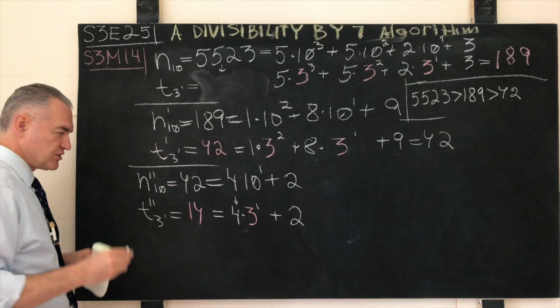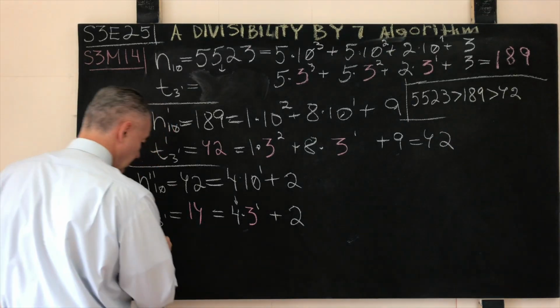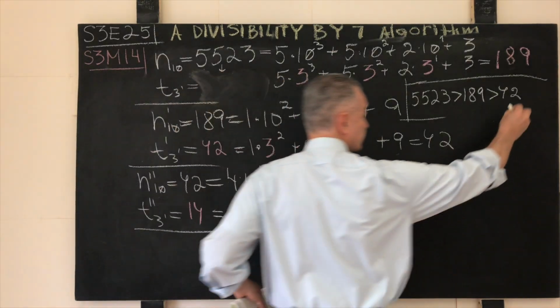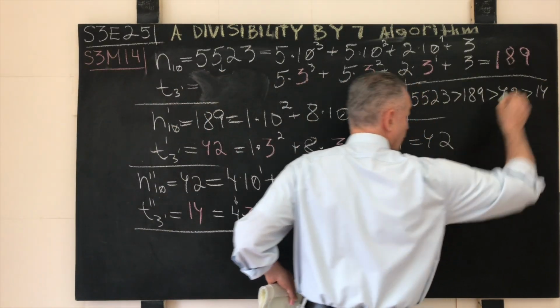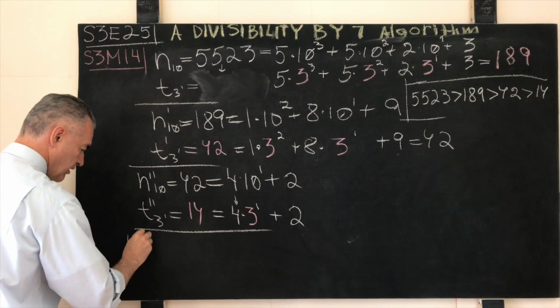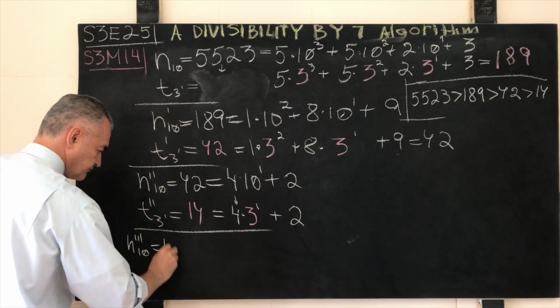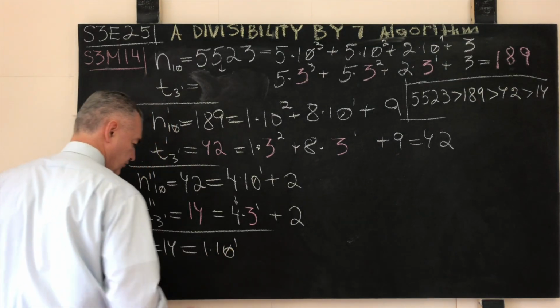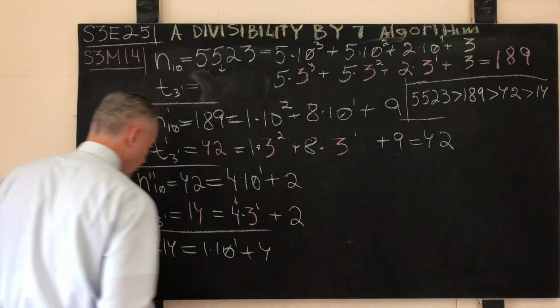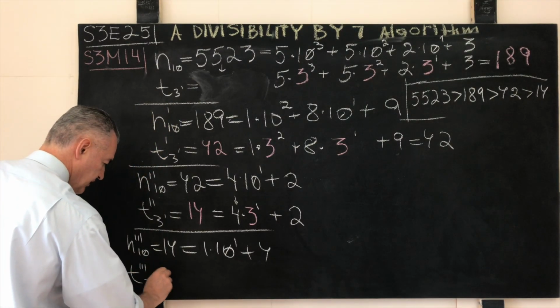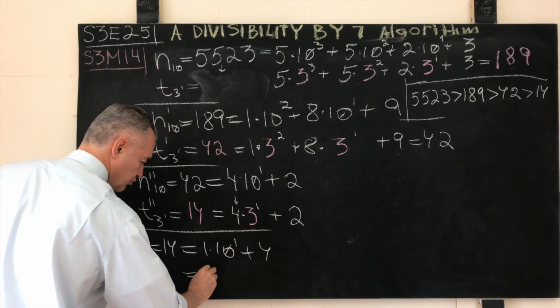14 is still a large number. We still did not whittle it down. We keep rolling, but we record that this number is still here. Look at this, 14. We're still rolling. So the number n prime prime prime 10, 14, is decomposed over 10 as follows: 1 times 10 to the first power plus 4, and our pseudo base 3 decomposition of the same number comes out to what?